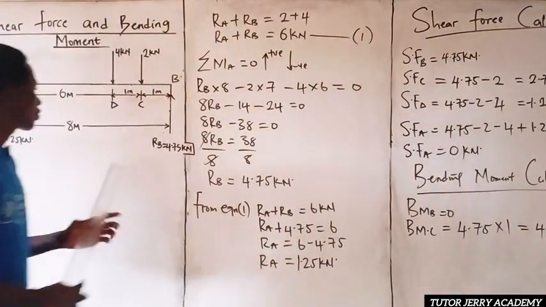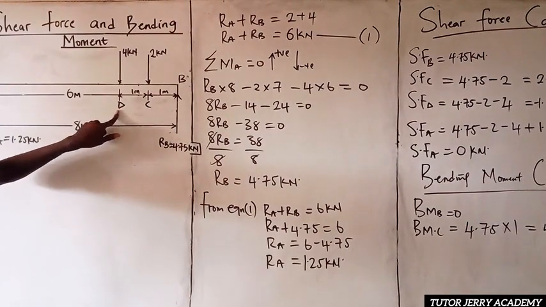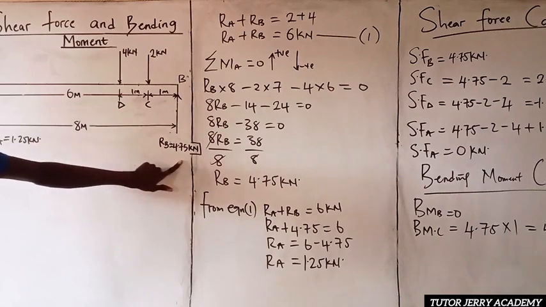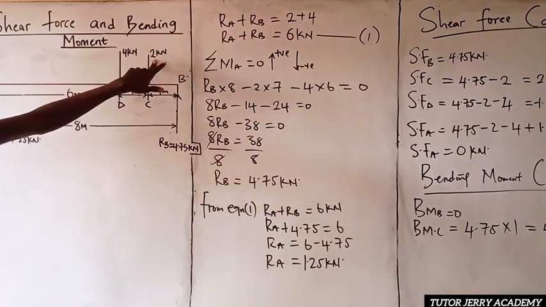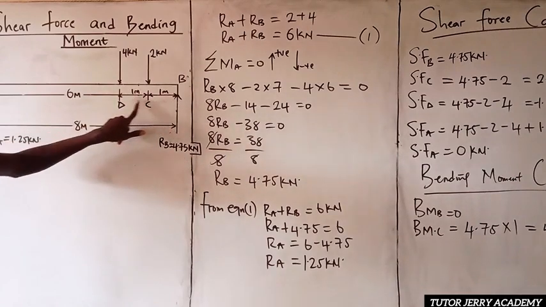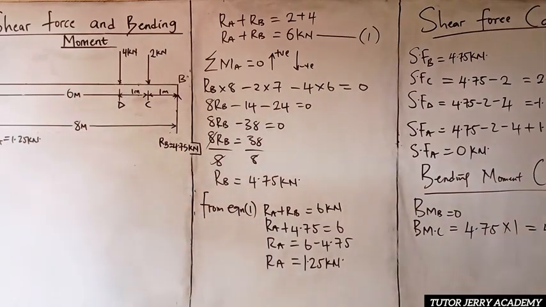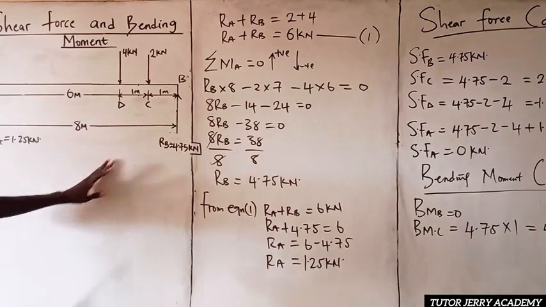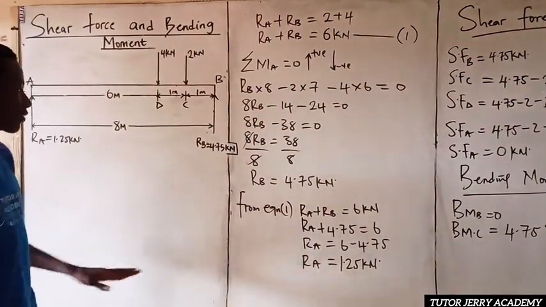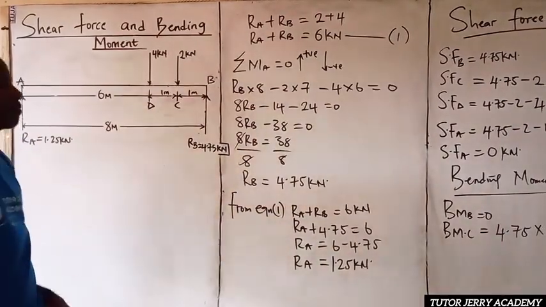All right. So next, we are going to be looking for the bending moment at point D. The bending moment at point D will be 4.75 multiplied by 2, minus 2 multiplied by 1. Don't forget, this is not shear force. This is bending moment. It's force times perpendicular distance. So 4.75 multiplied by 2 minus 2 multiplied by 1.